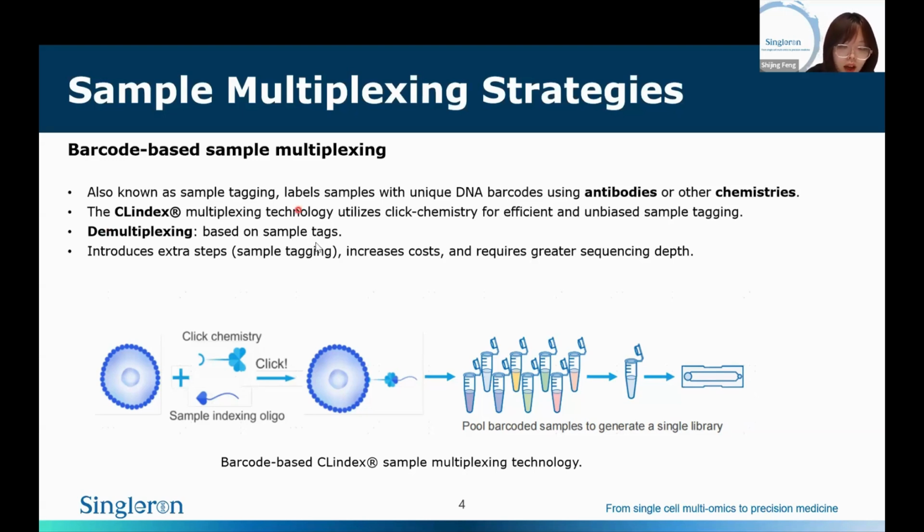However, applying this technology causes extra steps and extra time for sample tagging, and sometimes the quality of the samples might affect the success rate of the sample tagging, and it increases the cost because of the sample tagging procedures. And also, it requires greater sequencing depth, as now for every RNA, besides the cell barcodes and UMIs, we also have the sample tags on that. So we need to sequence a little bit more.